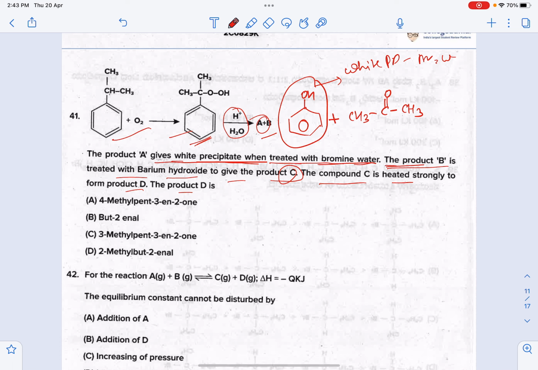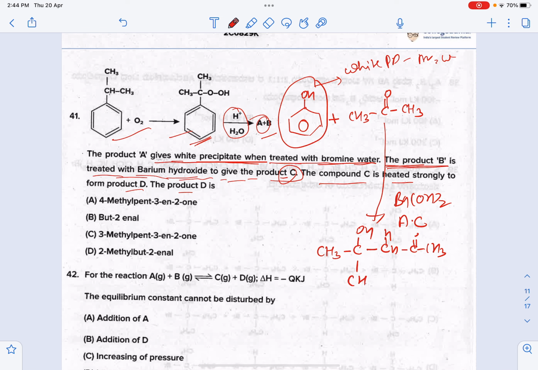Second, product B is treated with barium hydroxide to give product C. When we treat product B with barium hydroxide, it will undergo the aldol condensation process and form the aldol product, like CH, C double bond O, CH3. Here 2 molecules of acetone will be taken, and when treated with hydroxide, that is in the presence of alkali or base, it will form the aldol product.